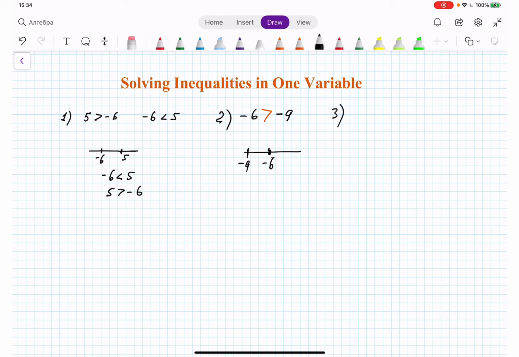So we have 9 and negative 8. Obviously 9 is going to be on the right side, negative 8 is going to be on the left side. So the one on the right side is greater than. But if we have negative 8 and 9, negative 8 on the left side, the number on the left is always going to be less than. Yes? Okay.